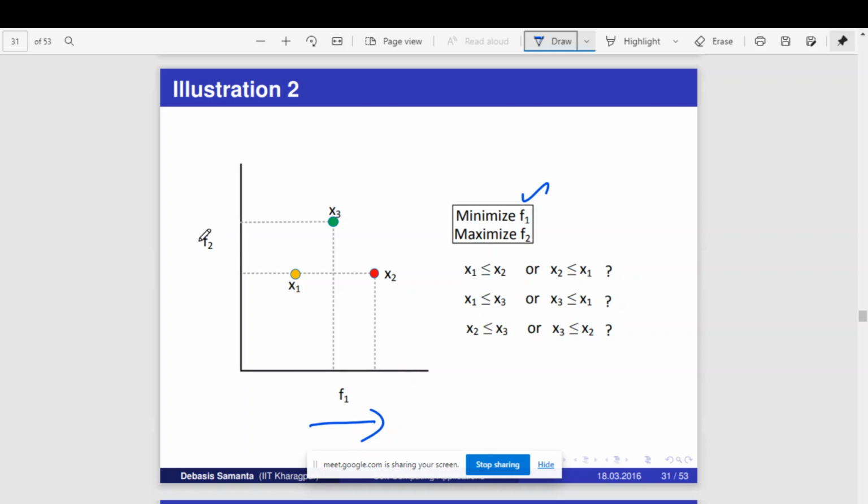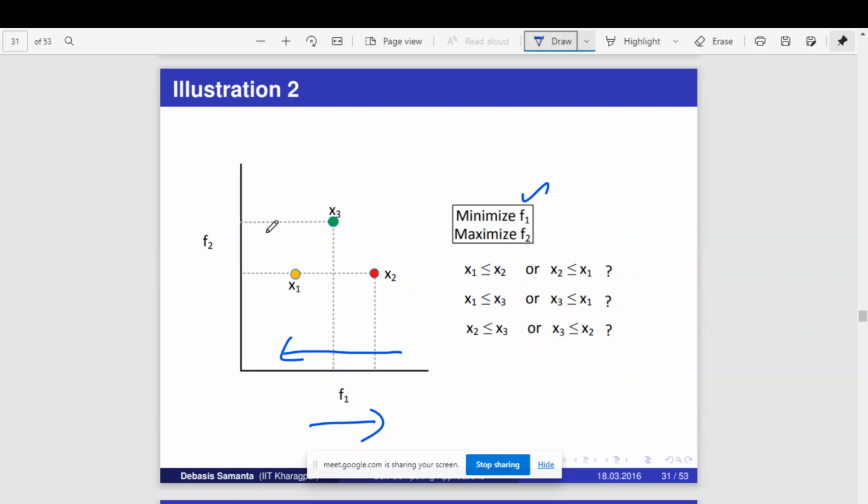Maximizing f2 means what? See, only f1 is connected with moving left and right. F2 is connected with moving up and down. So maximizing f2 means we want to move the point towards up. So we want to move the point towards left, and also towards up. The more the point is towards left and the more towards up, you can say that it is better than something else.